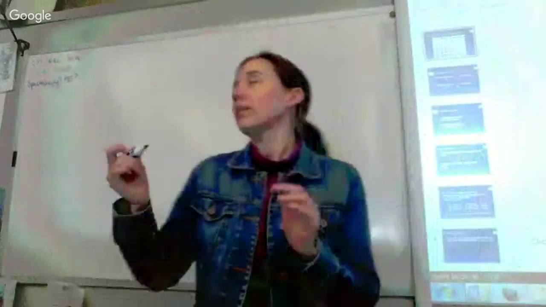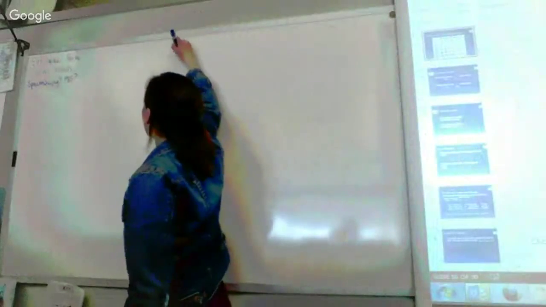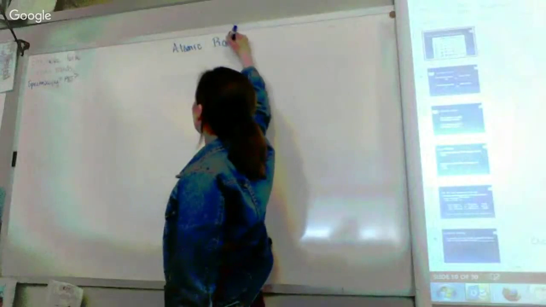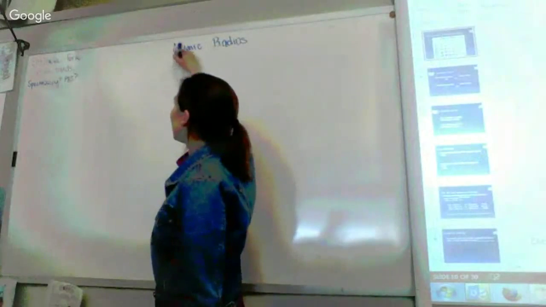So, trends on your periodic table. I think the big ones you want to know about for your periodic trends would be your atomic radius, ionization energy.